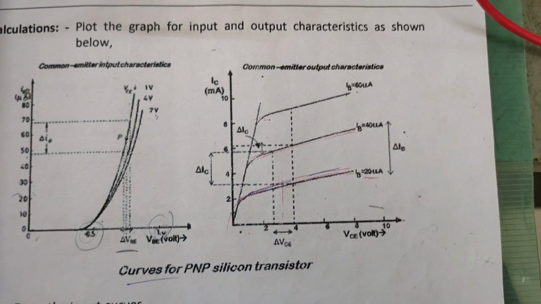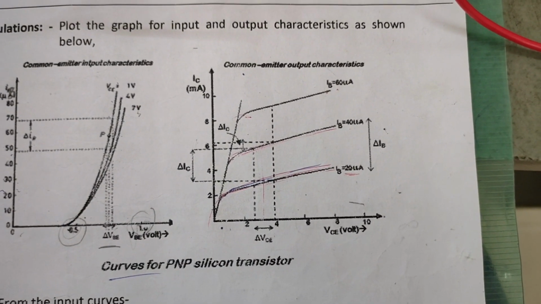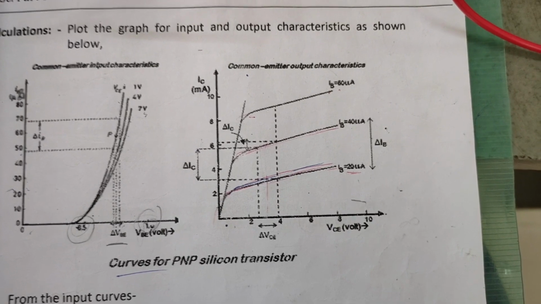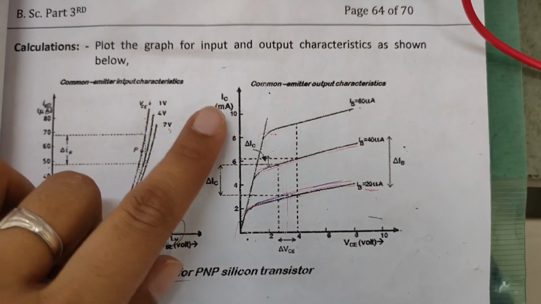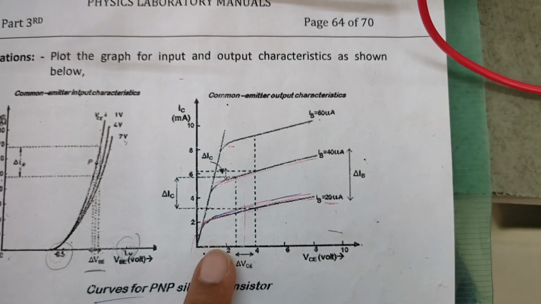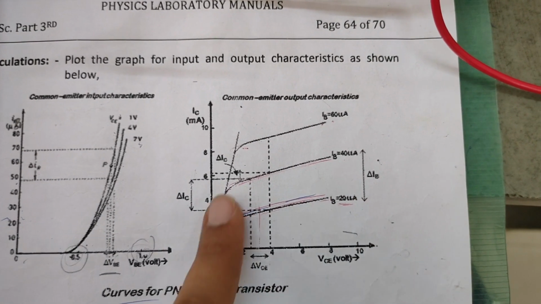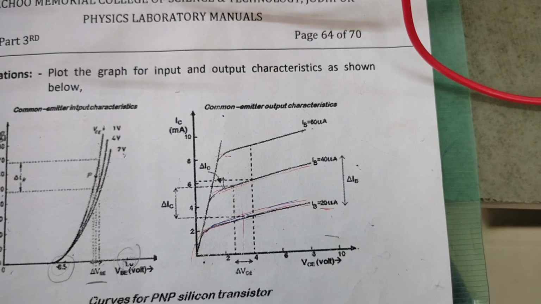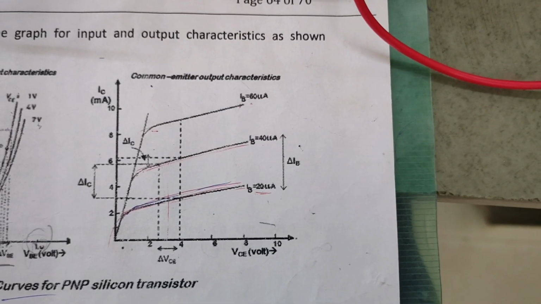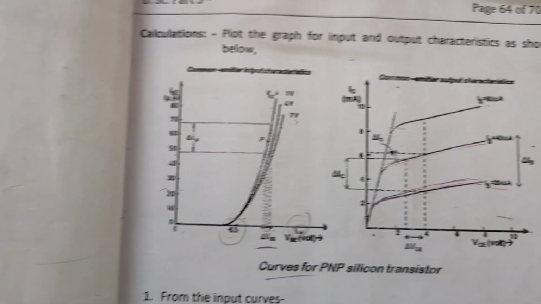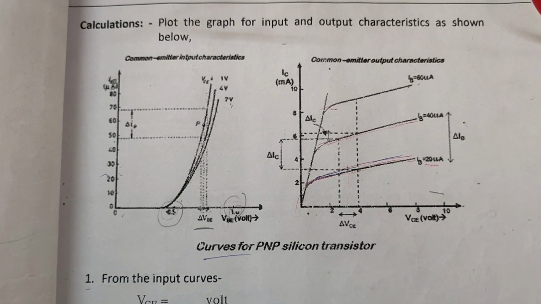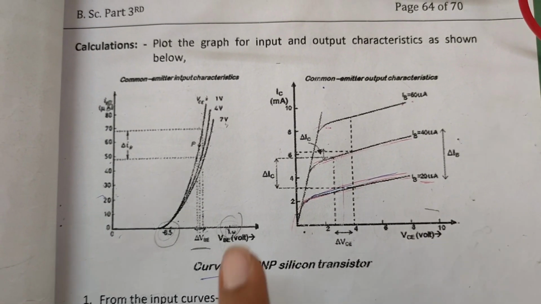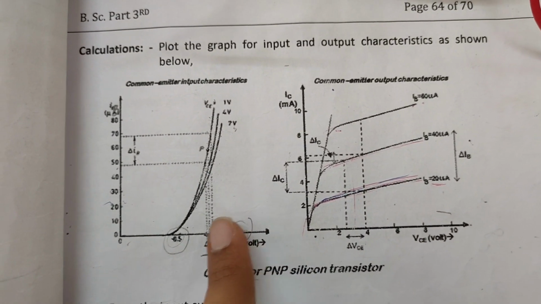Also, the graph which we obtain shows the characteristics wherein the output voltage VCE and the output current IC are plotted. We can clearly see here that the current is getting saturated. It is remaining constant. So this is the nature of the output characteristic for common emitter configuration, and from this we can easily calculate the dynamic resistance and static resistance.